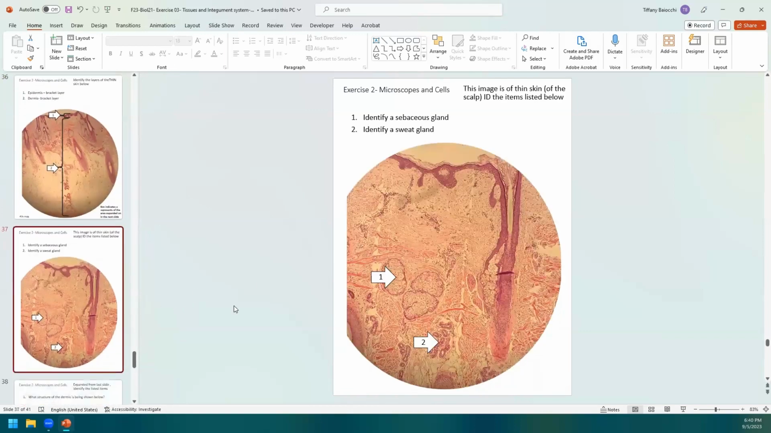But now we're going to take a look at the different glands. So number one here is identifying a sebaceous gland, and our sweat gland should look like somebody cut through a crazy straw, and you just see the holes. That is our sweat gland. And as you can see, here's another sebaceous gland right here in association with the hair follicle. So that one would be just as fine. And again, here's our sweat gland, our coiled sweat gland.